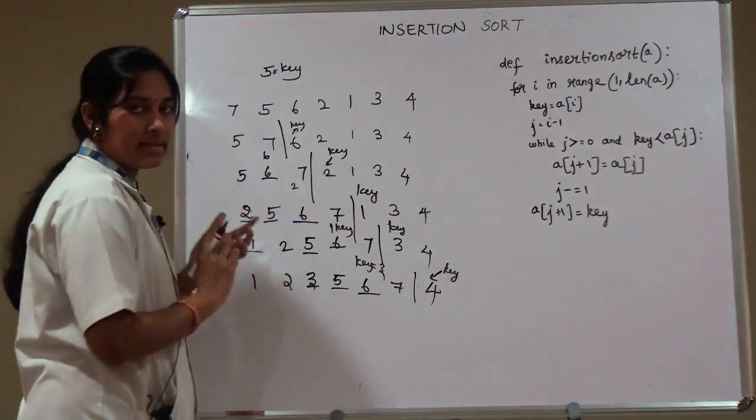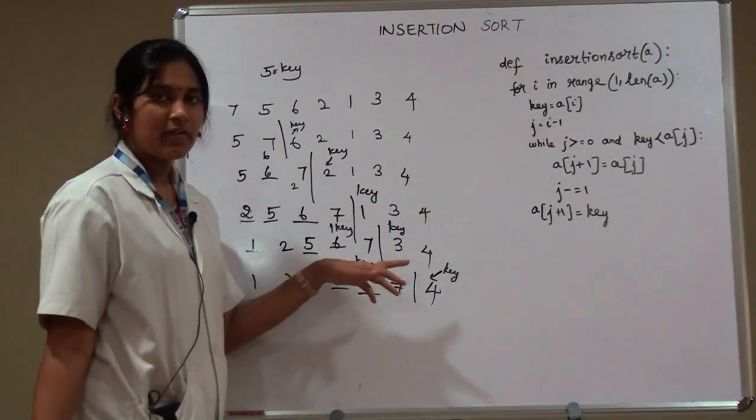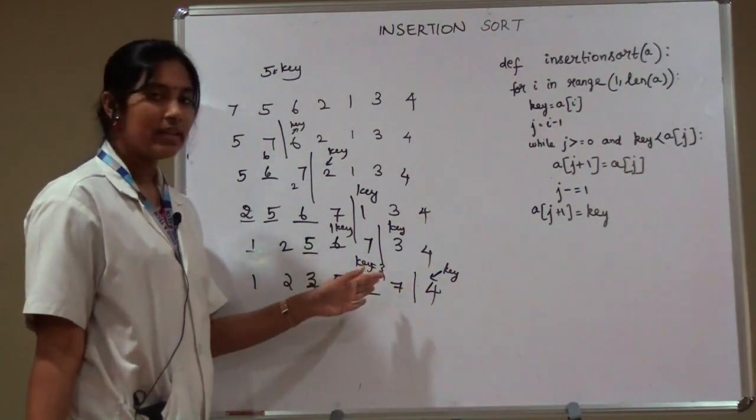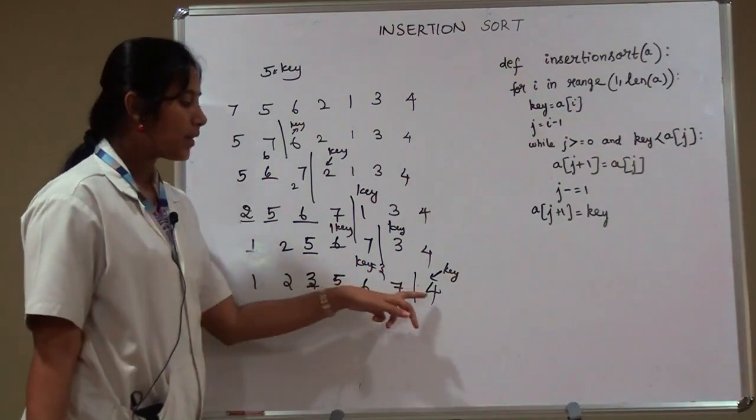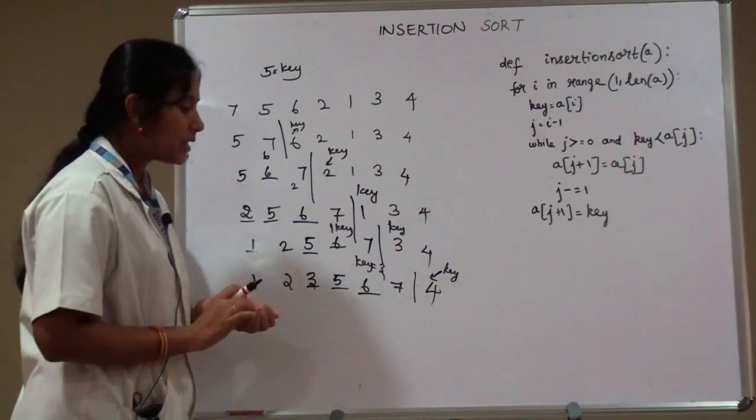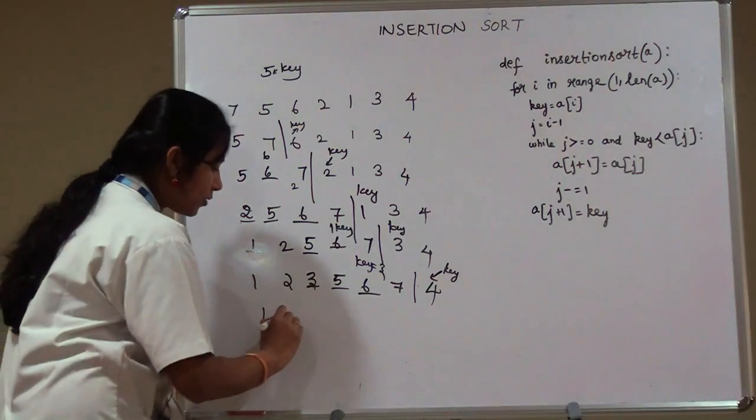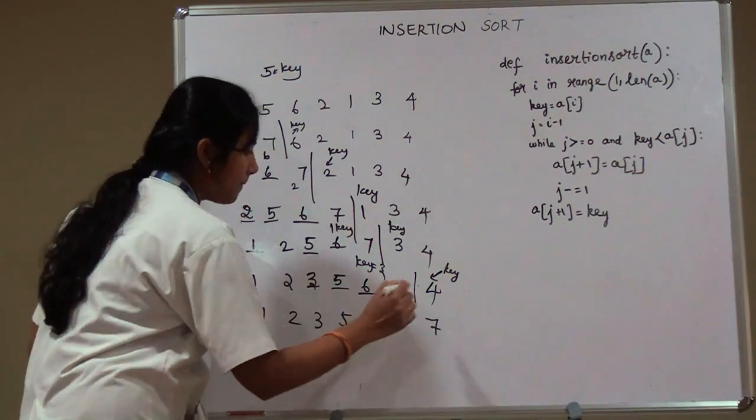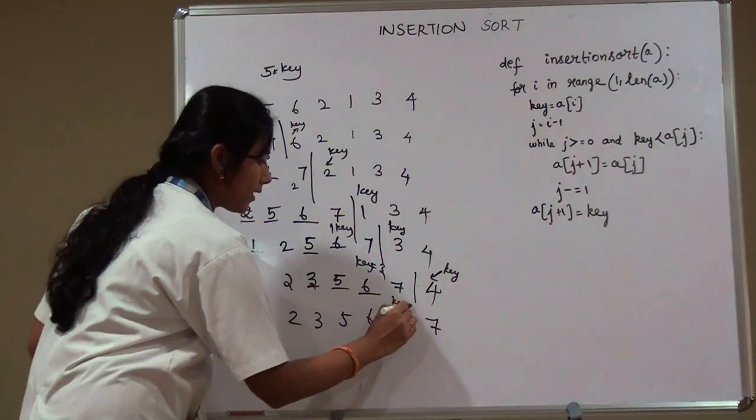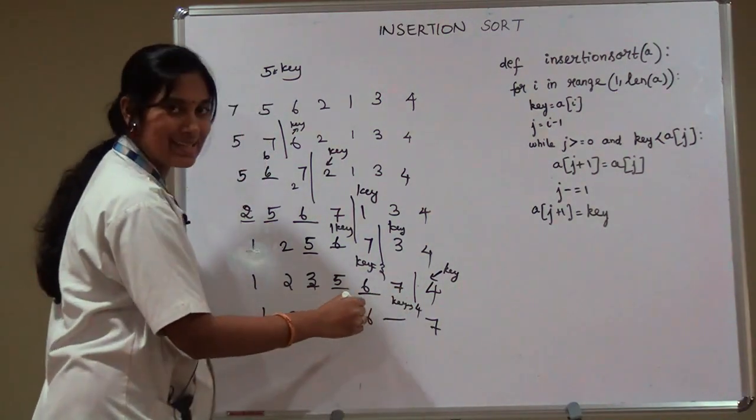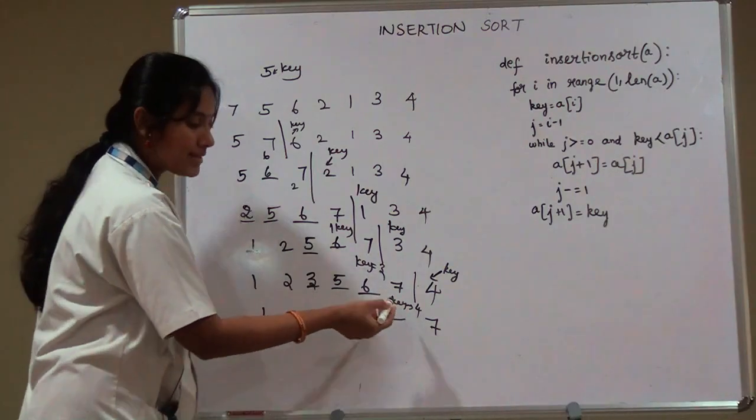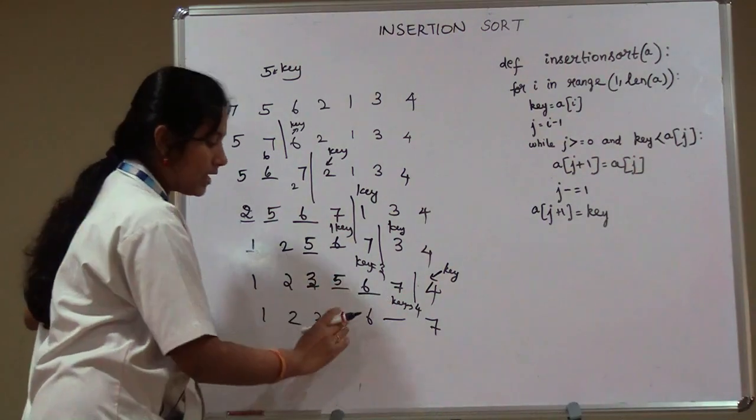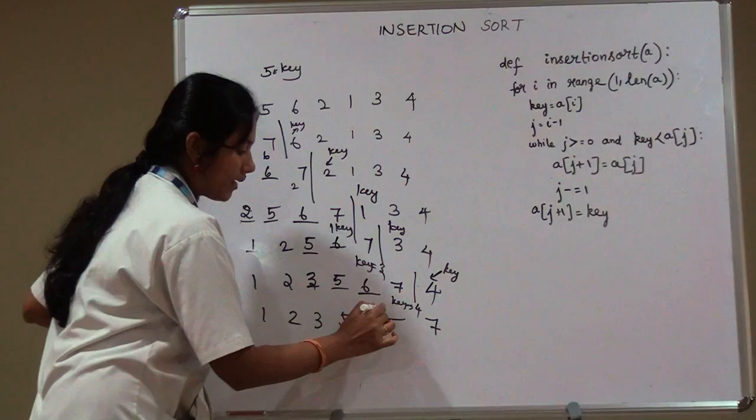Now as per the previous steps, we have to compare this element with the previous elements. I am comparing 4 with 7. Since 7 is greater, I should move 7 to the right. Okay. My key is 4. Now I am comparing 4 with 6. So 4 is again lesser than 6. So I should move 6 to the right.